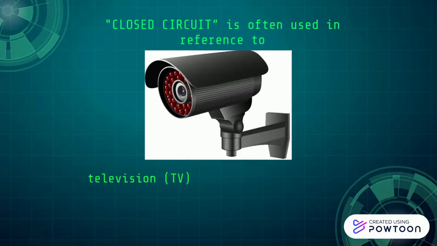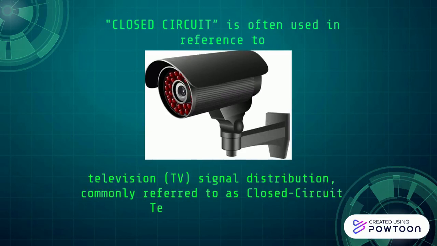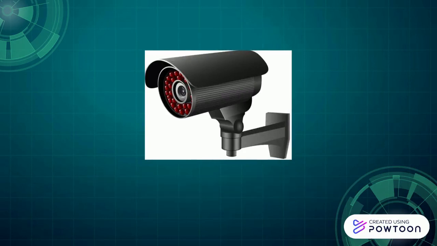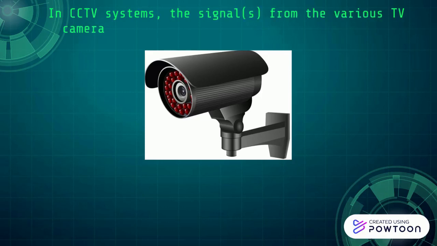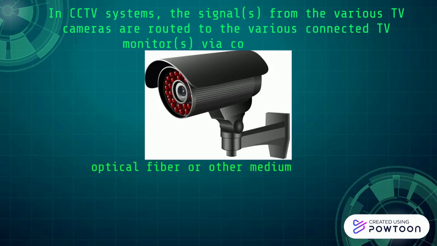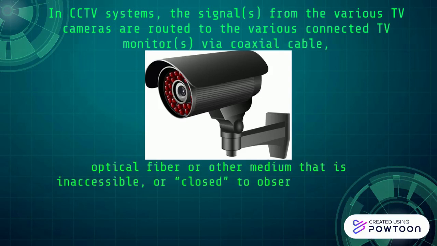Closed circuit is often used in reference to television signal distribution, commonly referred to as closed circuit television, or in short, CCTV. In CCTV systems, the signals from various TV cameras are routed to the various connected TV monitors via optical fiber or other medium that is accessible or close to observers, viewers, or users who are not physically connected to the system via that medium.